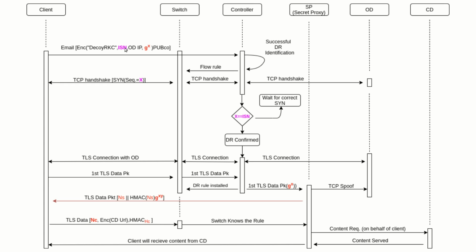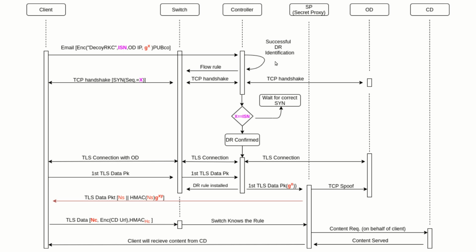The second is the initial sequence number. Next one is the overt destination. Then the IP, which is the current IP of the client, and g^x. We know g^x is the Diffie-Hellman public exponent, where x is a private number of the client and g^x is the public exponent for Diffie-Hellman. So all the data is encrypted using the public key of the controller and sent via email to the controller.